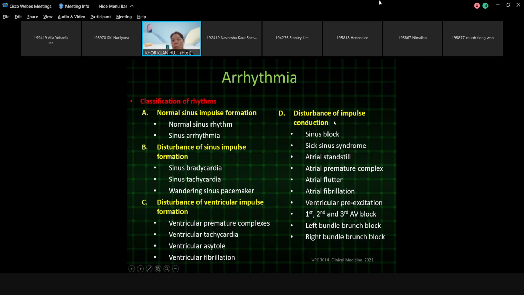Okay, impulse conduction, very specifically, we are actually looking at the pathway of the impulse, SA node to AV node, and further on. But with ventricular impulse, the problem lies within the ventricle. With sinus impulse, the problem lies in the SA. Okay, it starts from there. Alright? So yang ni saya tak nak baca lah. Nanti we will see the traces.